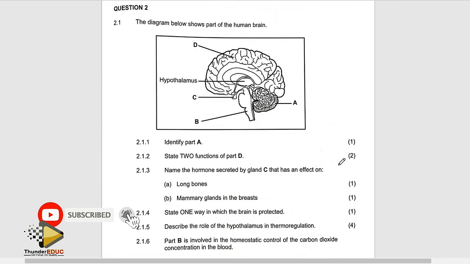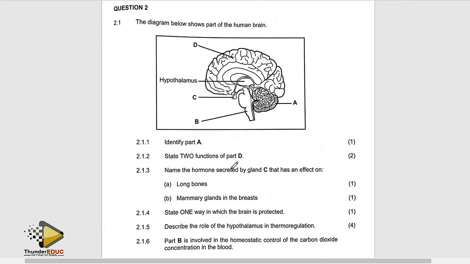It has 3 functions. The first function is the center for higher thought processes, which is memory, judgment, and reasoning. Number 2, it coordinates all voluntary actions, for example raising the hand, sitting, standing, things you do on your own will. And lastly, it receives and interprets all the sensations, for example seeing, hearing, tasting. Those are sensations. So those are the functions of the cerebrum.